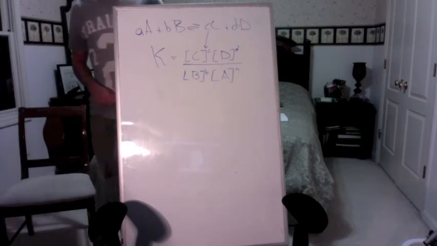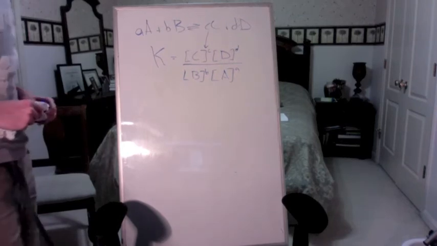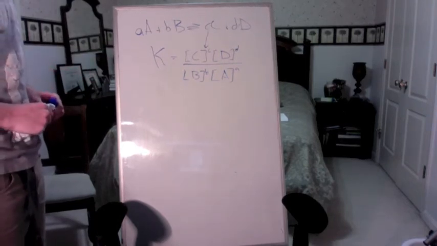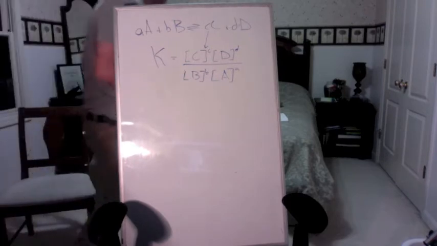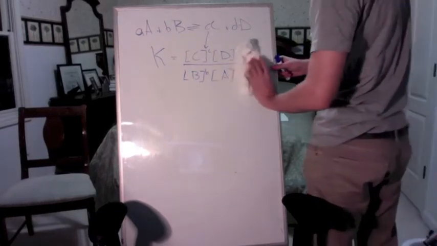Now, there's something else that's very important to remember. We only include the products or the reactants whose concentration changes during a reaction. If a substance has a constant concentration during a reaction, which is the case for solids and pure liquids, they are not, and I repeat, not included in the equilibrium concentration. So let's look at an example.